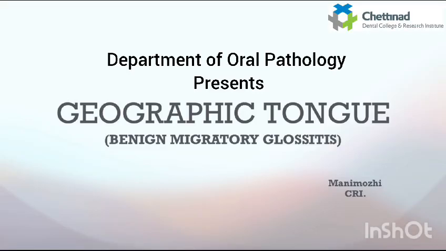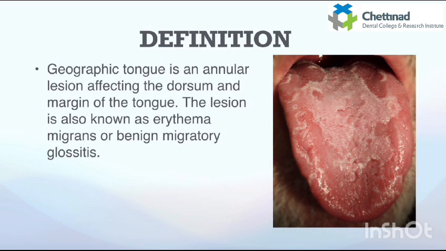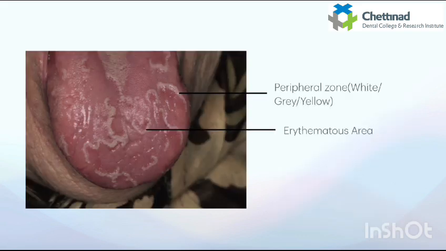Geographic tongue, which is also called benign migratory glossitis. What is geographic tongue? It is an annular lesion affecting the dorsum and margin of the tongue. The lesion is also known as erythema migrans or benign migratory glossitis, as said before. The typical clinical presentation comprises a white, yellow, or gray color, slightly elevated peripheral zone surrounding an erythematous patch.